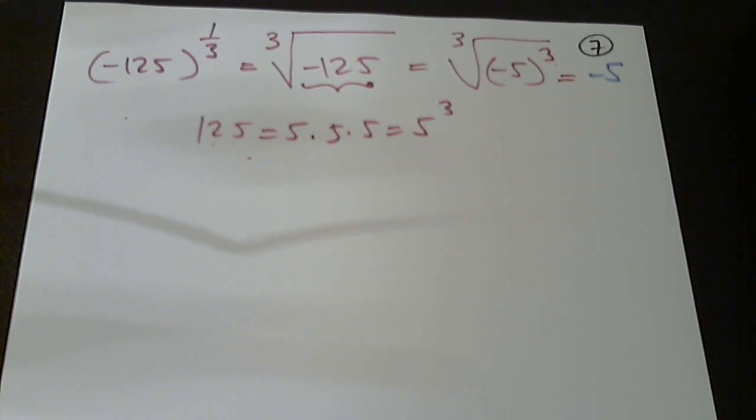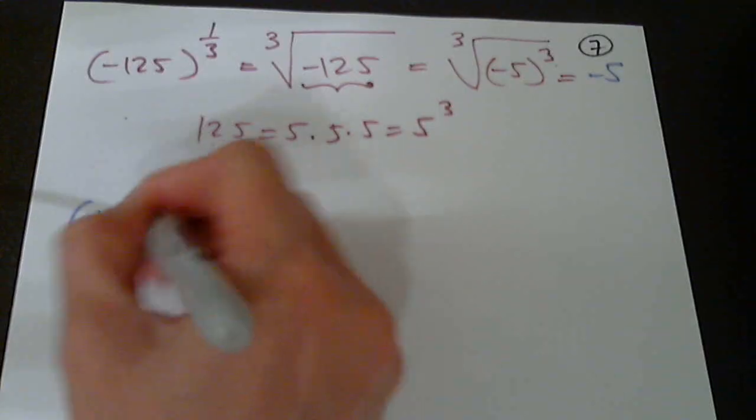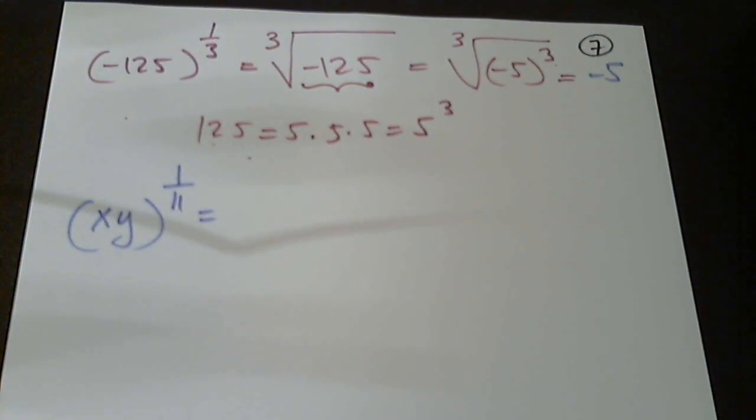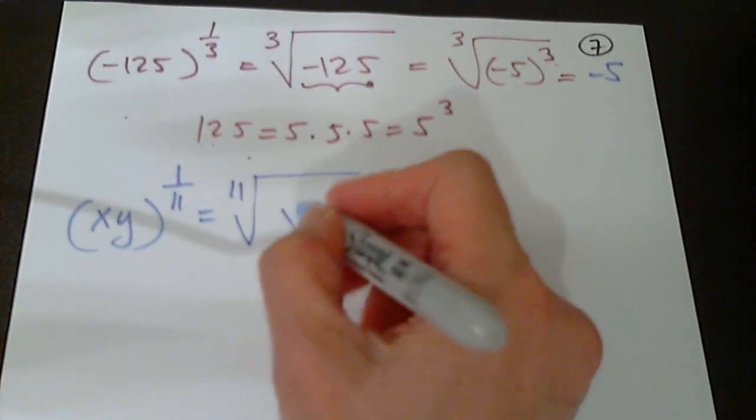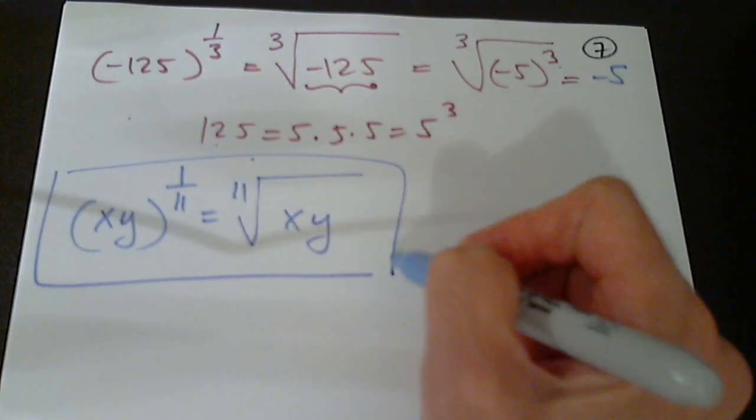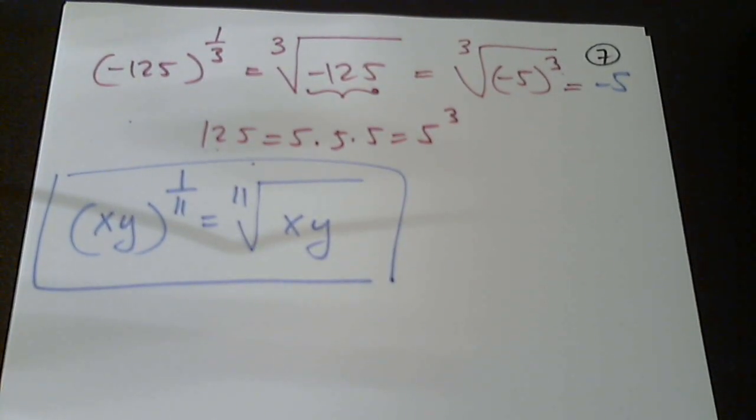Okay, let's take a look. How would I rewrite xy to power 1 over 11 as a radical? Can anyone help with this? Once you understand the formula, these are simple problems. Which radical is this? In other words, maybe I should ask, which index? What is the index of the radical, please? 11. Yes. And the power is 1. That's all you have to write. Very simple. Once you understand it, of course, and you get used to it.